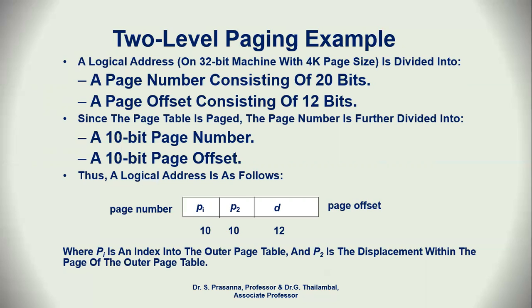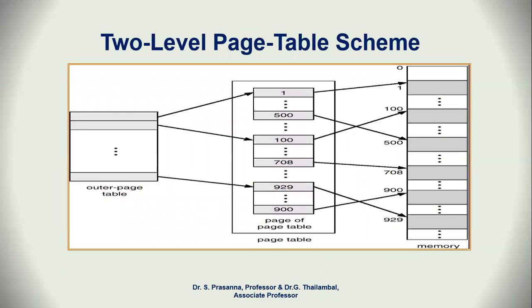So that means P1 is the total number of pages, maybe some thousands, and P2 is the page out of the 1000 that you're going to search for. That is available in these 10 bits of P2. So this is a two-level page table scheme. You can say that the outer page table contains data about the inner page table, and the inner page table contains the data about the frame numbers, which has been given in this diagram.